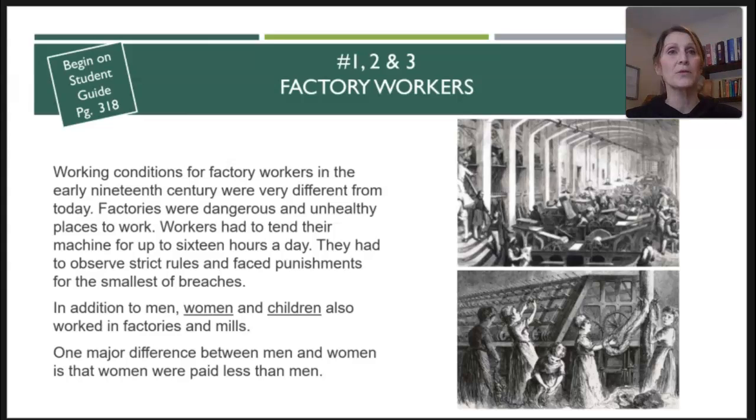Working conditions for factory workers in the early 19th century were very different from today. Factories were dangerous and unhealthy places to work. Workers had to tend to their machines for up to 16 hours a day. They had to observe strict rules and face punishments for the smallest of breaches. In addition to men, women and children also worked in factories and mills. One major difference between men and women is that women were paid less than men.